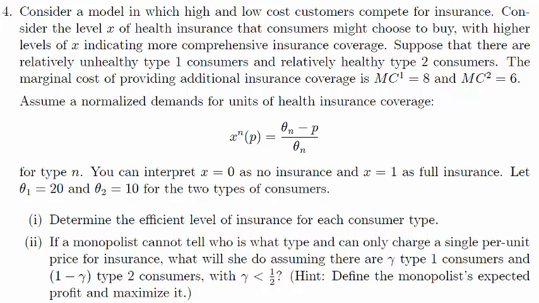Alright, so this is the solution to part 2 of problem number 4 in the review tutorial. If a monopolist cannot tell who is what type and can only charge a single per unit price for insurance, what will she do, assuming there are gamma type 1 consumers and 1 minus gamma type 2 consumers with gamma less than 1 over 2? So let's turn directly to the solution.